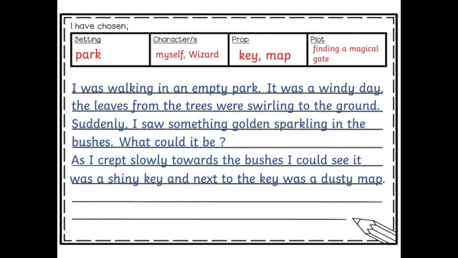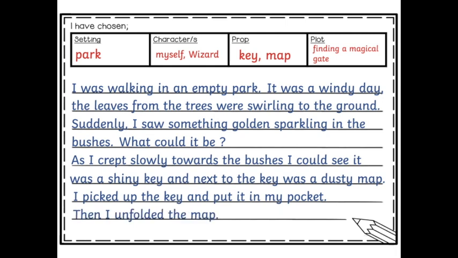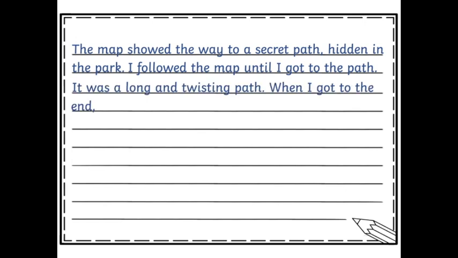As I crept slowly towards the bushes, I could see it was a shiny key, and next to the key was a dusty map. I picked up the key and I put it in my pocket. Then I unfolded the map. The map showed the way to a secret path hidden in the park. I followed the map until I got to the path. It was a long and twisting path. When I got to the end, I met a short young wizard with a blue pointy hat.